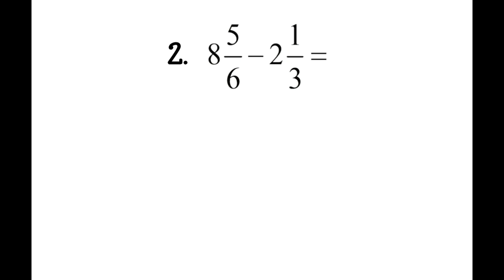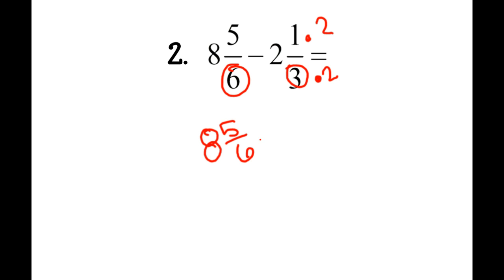Example 2, we have 8 and 5/6 minus 2 and 1/3. So the first thing we're going to do is make it so that we have a common denominator because currently our denominators are not the same. So to get 3 to become a 6, we need to multiply by 2. So this is now 8 and 5/6 minus 2 and 2/6.